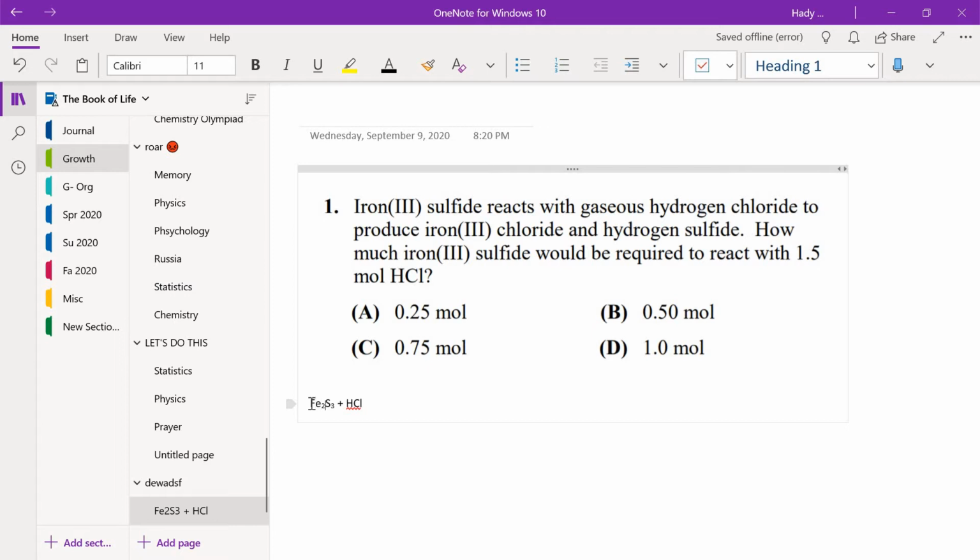So 2 irons, 6 electrons donated, because each iron donates 3. 3 sulfurs, because each sulfur accepts 2. So that's going to be 6 accepted. So this is 6 accepted, 6 donated. It makes sense. And then hydrogen chloride. And it's going to produce FeCl, but it's probably going to be Cl3 because, again, it's iron 3, and each chlorine actually accepts 1.